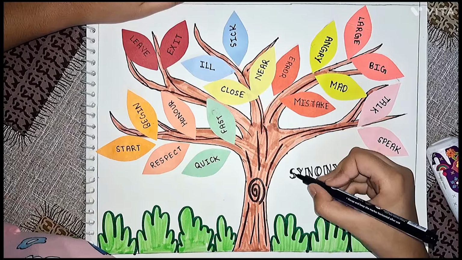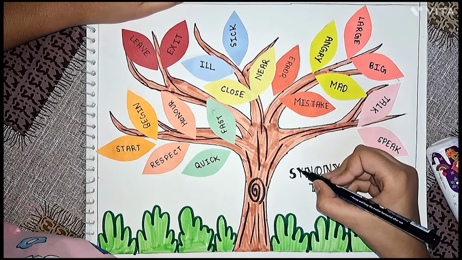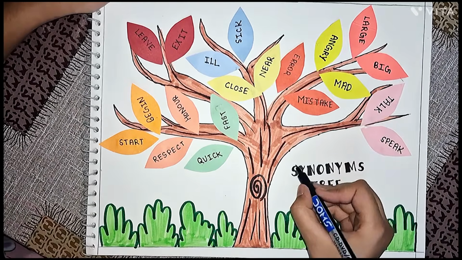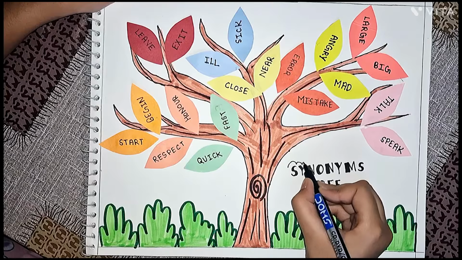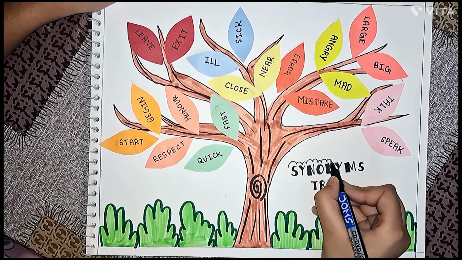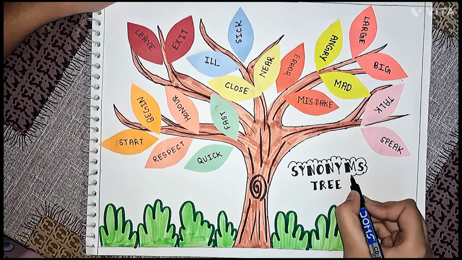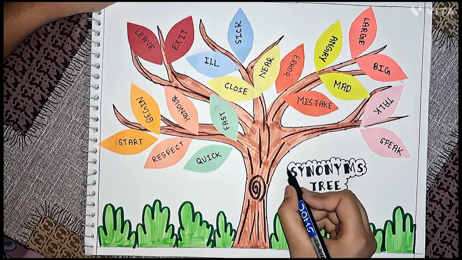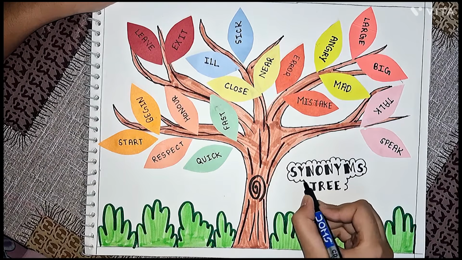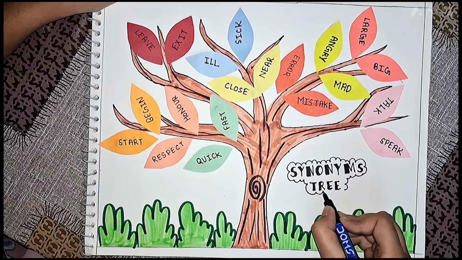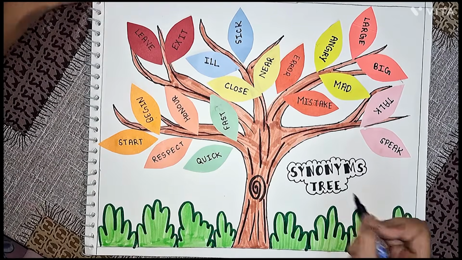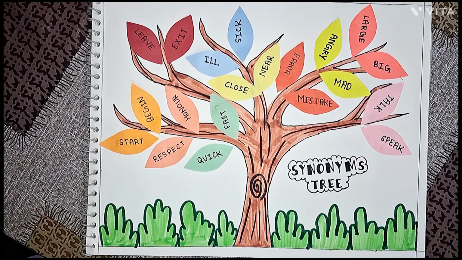Next, we are going to color in these thick spaces, and next we are going to make a cloud around it. You may not make the cloud if you don't like, but it looked stylish, so I am making it. And this is our final look.